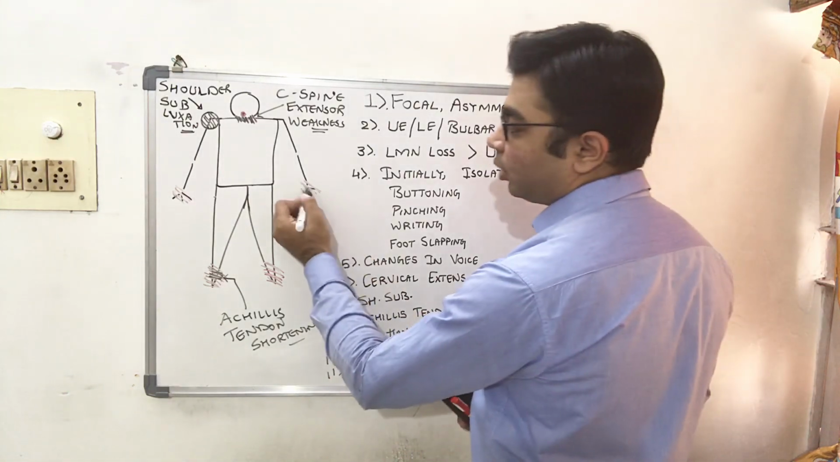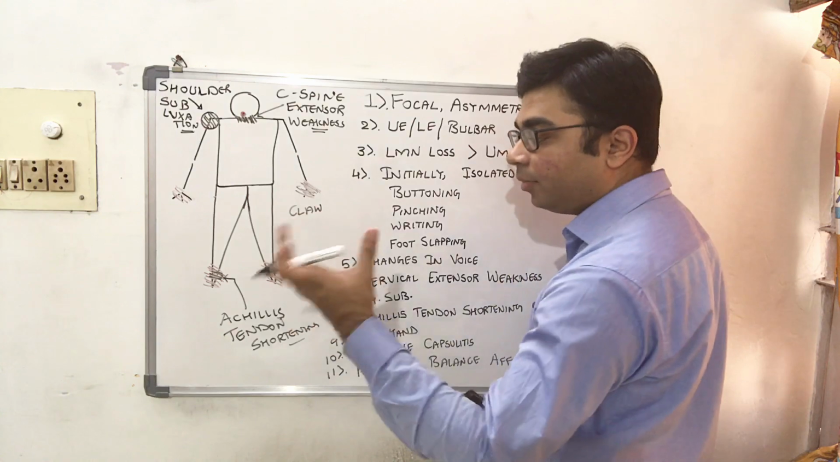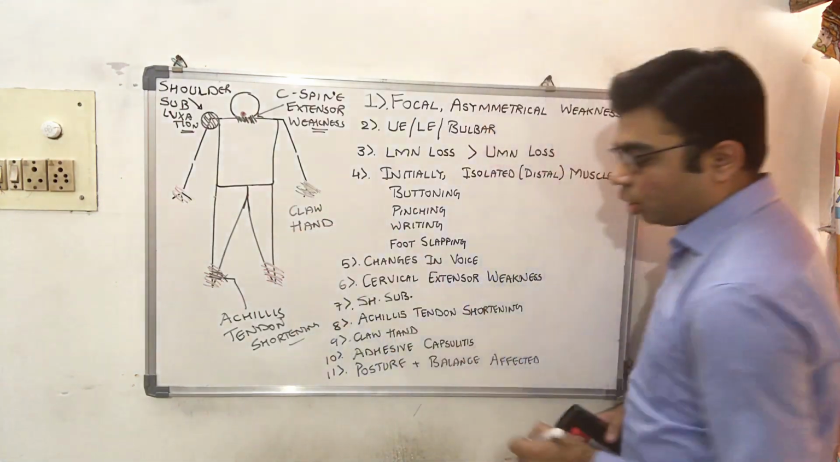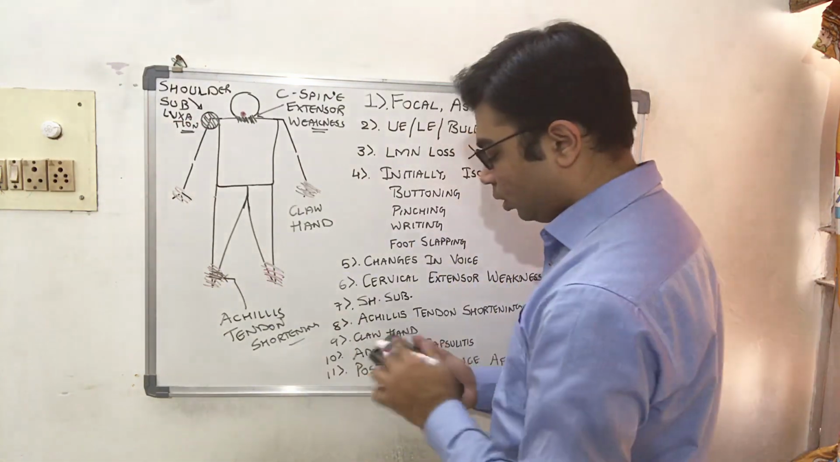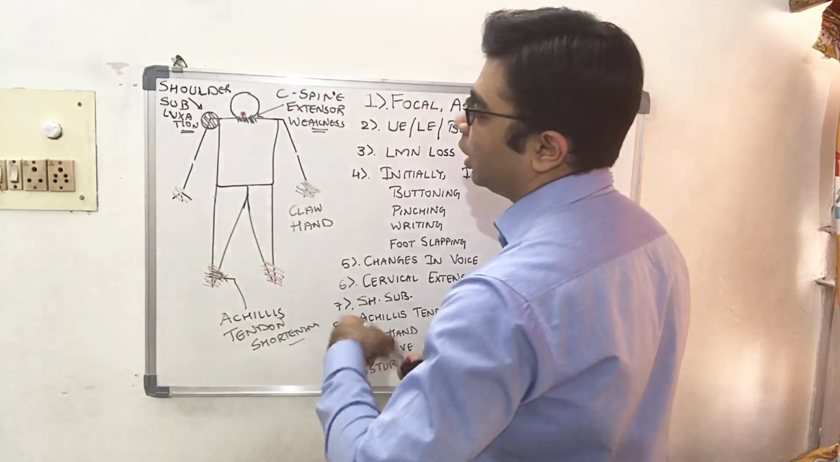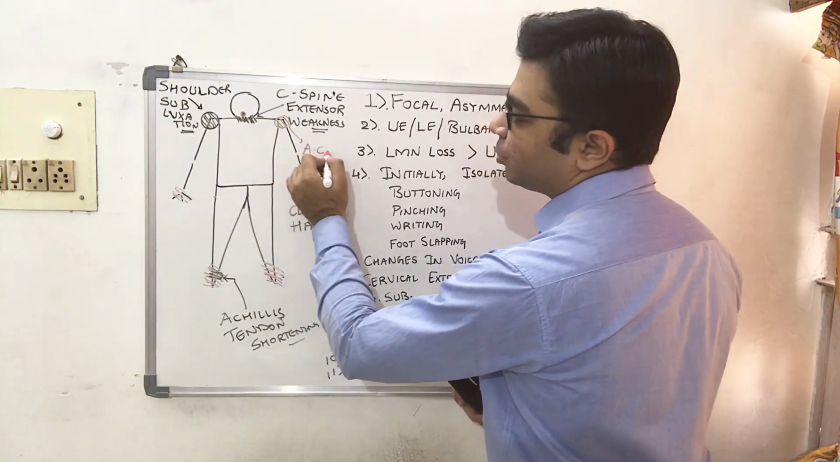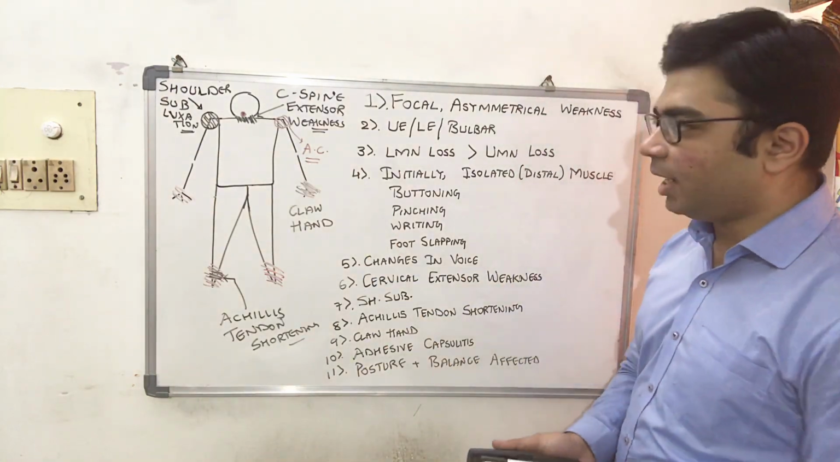Claw hand is another important thing causing dysfunction in the hand. Adhesive capsulitis is again one of the shoulder problems. Let me write it over on this side, adhesive capsulitis. In short, I write it as AC. And the posture and balance affections.